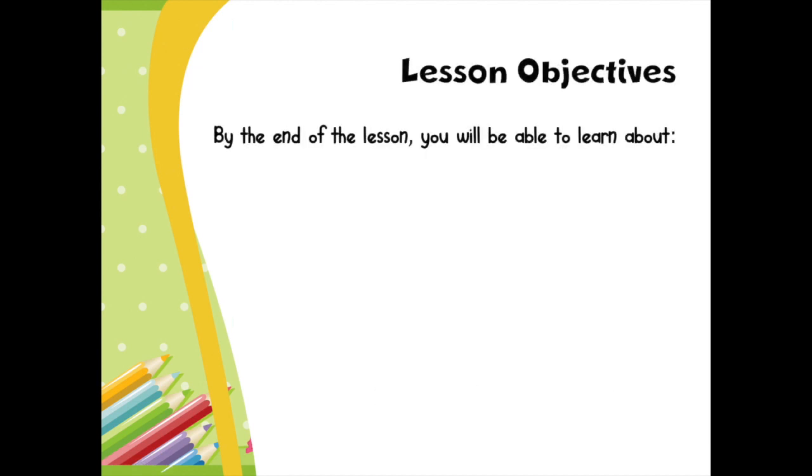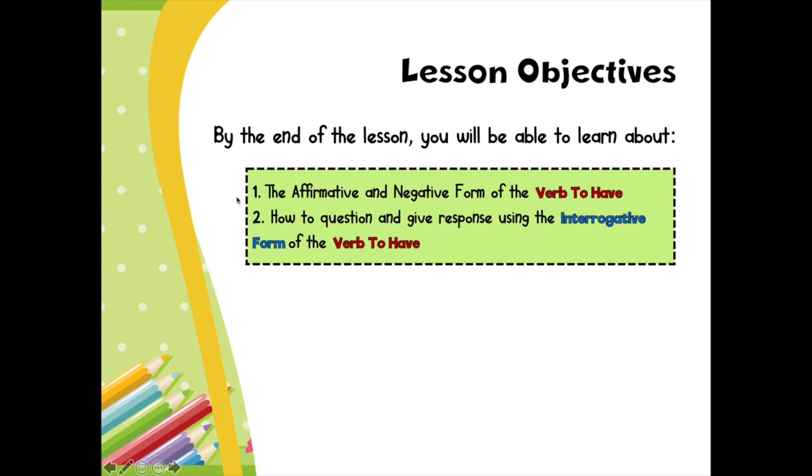And the lesson objectives for today are, by the end of the lesson, you will be able to learn about 1. The affirmative and negative form of the verb to have, and 2. How to question and give response using the interrogative form of the verb to have.